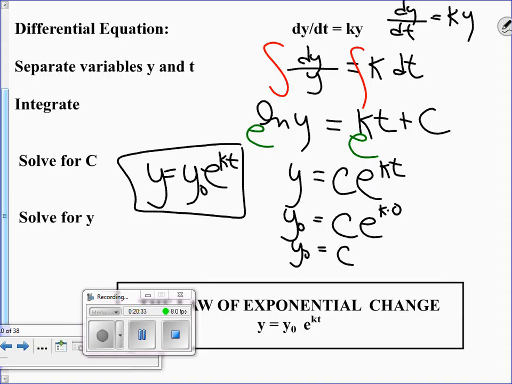This is the law. It's the law, people. It's the law of exponential change. And you're allowed to use this solution whenever you're told dy dt is equal to k times y, or in words. So, does that look familiar to you? What does it remind you of? Trig? Okay, what formula did you ever use that looked like that?